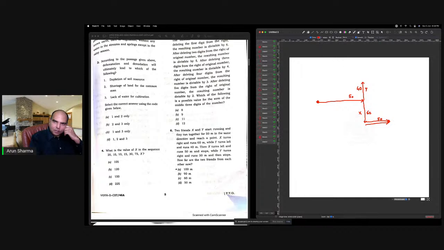This is making a Pythagoras. So this distance is 100 and this is 50. Y is here. Y turns left and runs 40 meters. So this triangle is 100 height and 50 width, how far are the two friends from each other will be on this diagonal. And this diagonal is the square root. It's not going to be a perfect square. 1, 2 and something does not make a Pythagoras triplet.